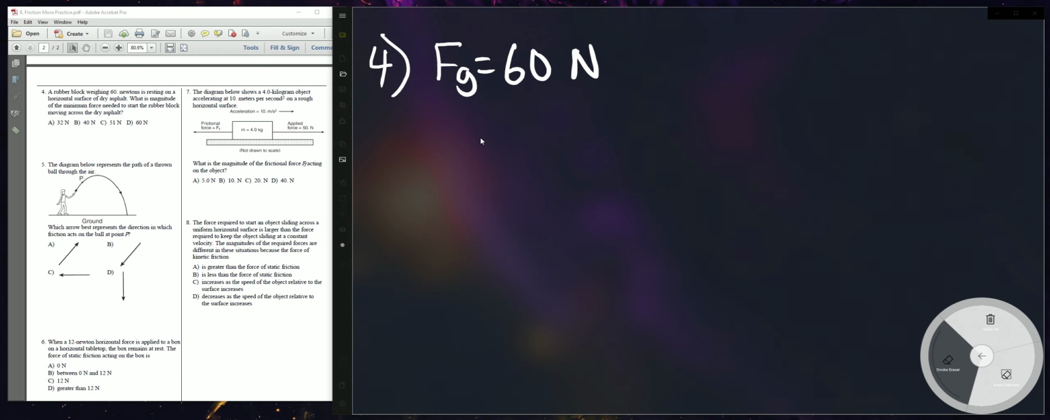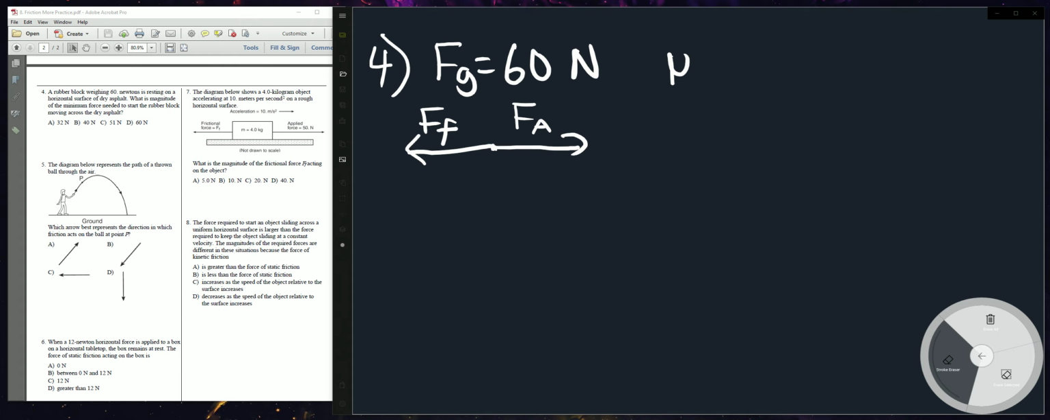So again, if we draw a free body diagram, force applied and force due to friction. We know that if it's not moving, it's a static friction. And so we know our mu, and that depends on what kind of surface this is. Rubber on dry asphalt is 0.67.